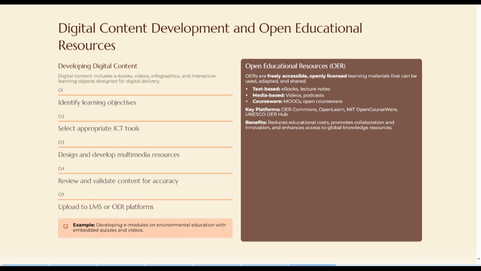When you come to designing and developing, this is where you gather learning experiences, syllabus, curriculum, textbooks, and research materials which you are going to put together to develop media resources. This is where you do your storyboarding, the outline of the flow of sequence which you need for developing that content. And number 4, you have to review and validate content for accuracy.